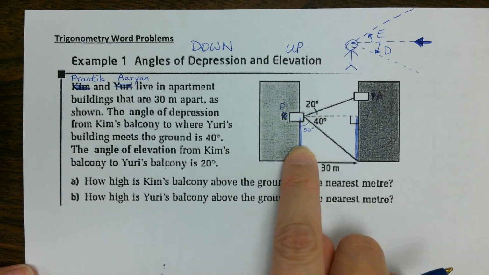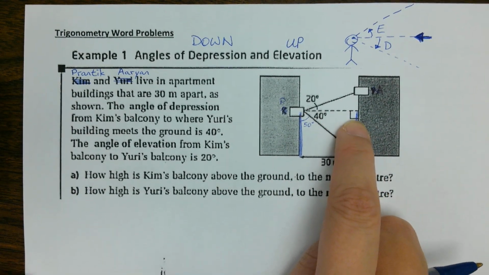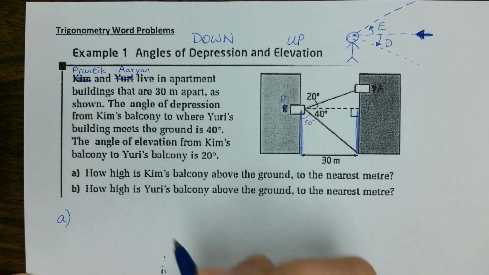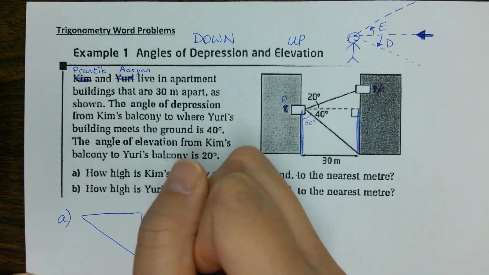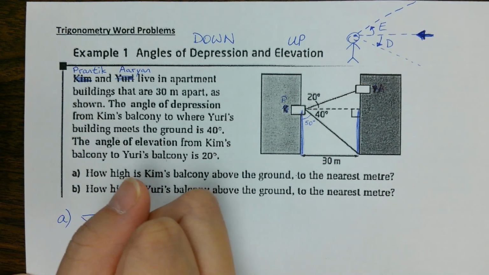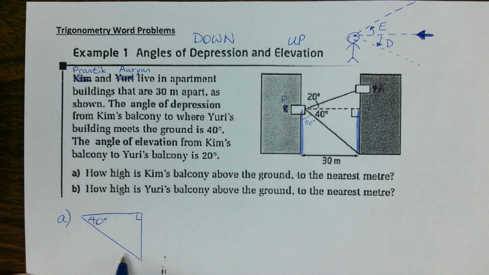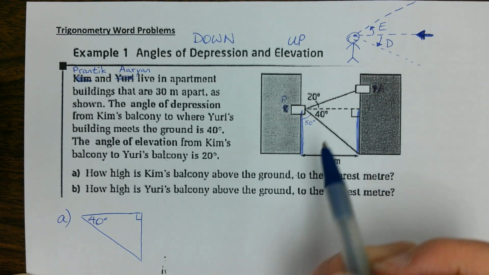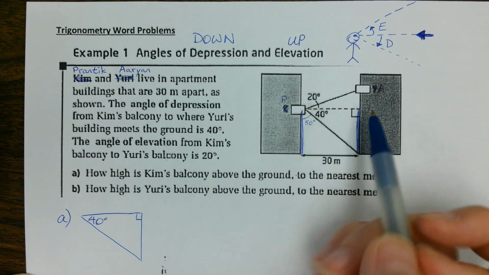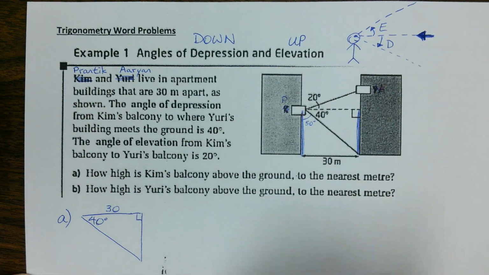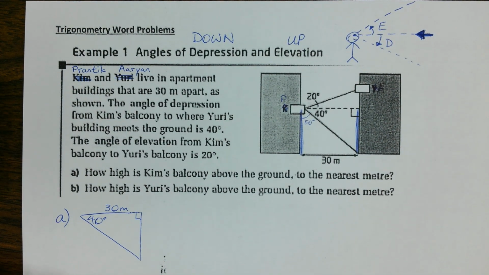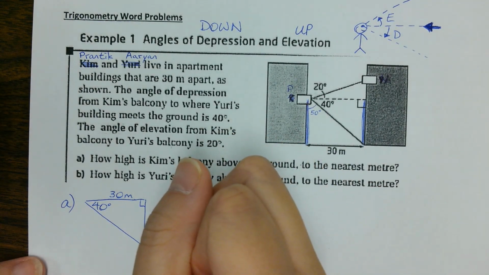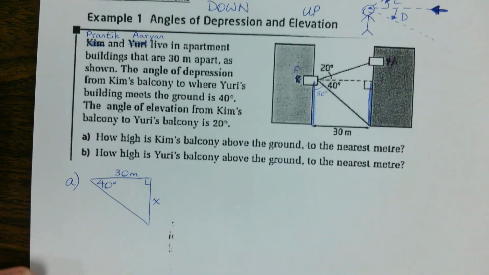So which one wants to? Let's use this. For part A, I'm just going to redraw that triangle. I'm just dealing with one triangle, nice and simple numbers, so I don't get confused. If this is 30, that means this top part is also 30 because the two buildings are the same distance apart throughout the height of the building. I'm looking for this. Let's call it X, for example.